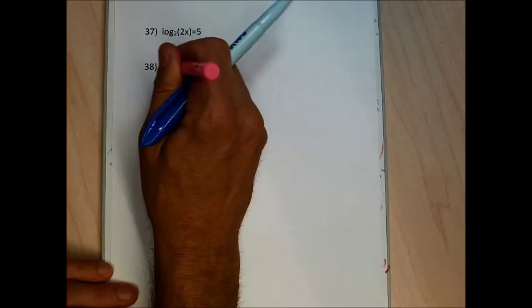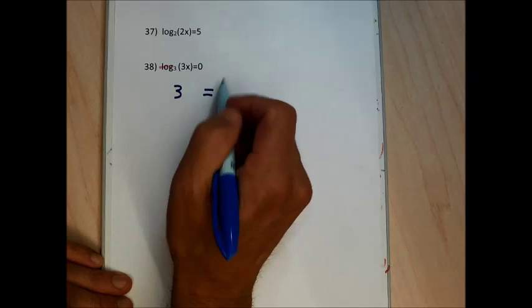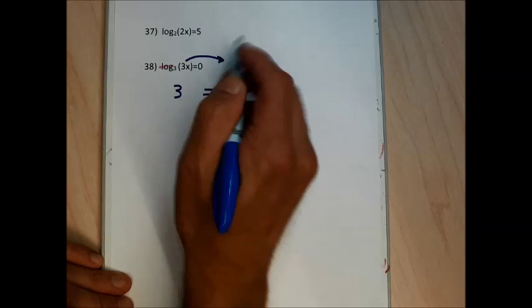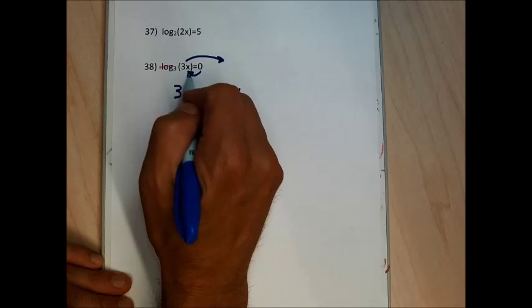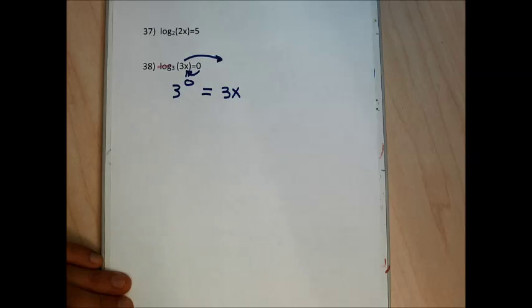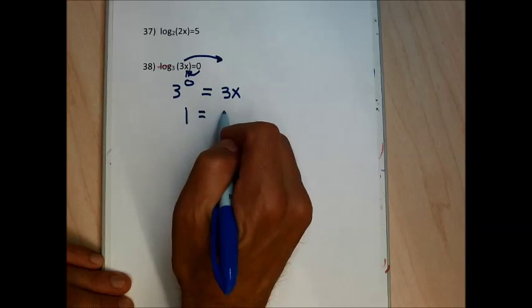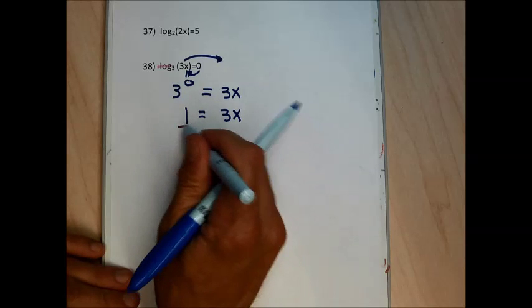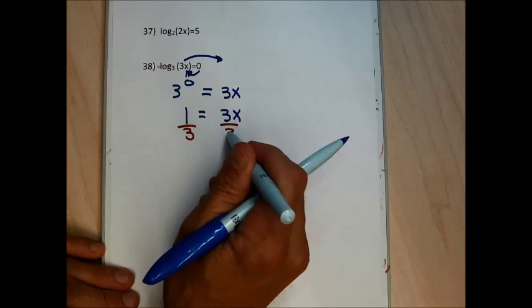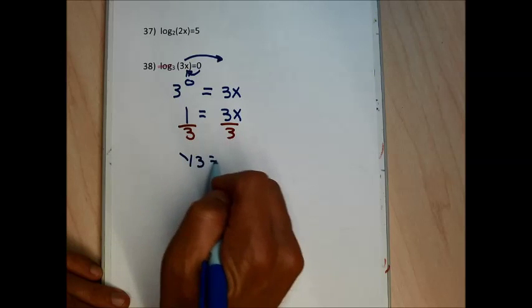For 38, I'm going to cross out my log. I'm going to write 3 on the left-hand side, keep the equals between them. I'm going to move the 3x over. It won't need to be in a parentheses anymore. I'm going to move the 0 over and make it an exponent and get 3 to the 0 equal to 3x. Anything to the 0 power is 1, so I'll get 1 equal to 3x. I'll divide both sides by 3 and get 1/3 equal to x for my answer for 38.